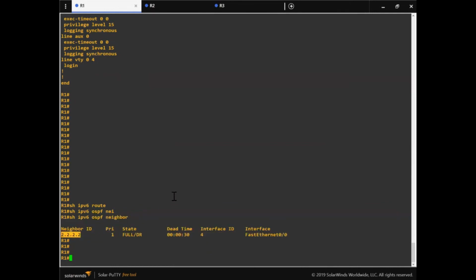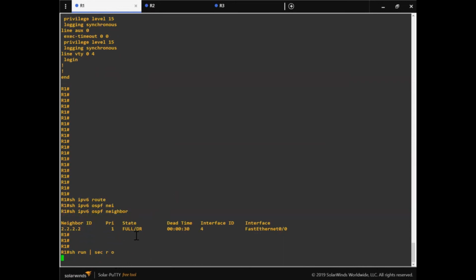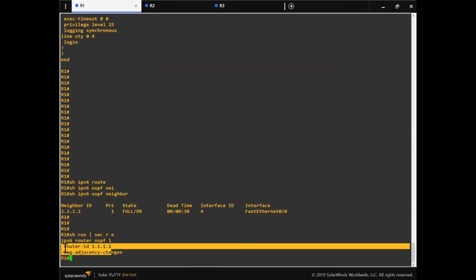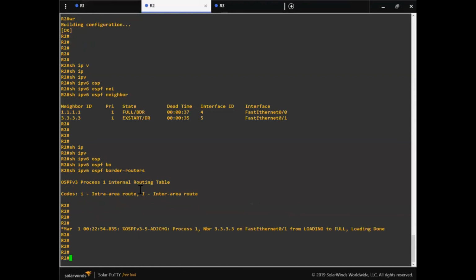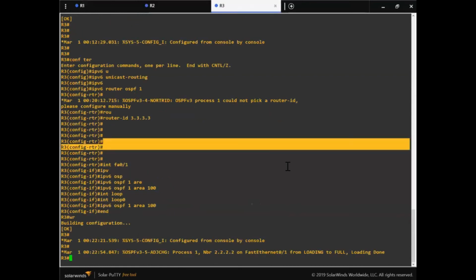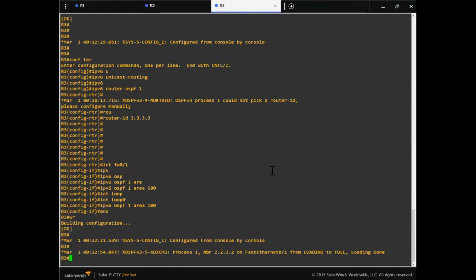Because as I told you, router ID should be manually configured and it should be configured as IPv4. Let me show you again. Over here, I configured 1.1.1.1. Similarly on R2, I configured 2.2.2.2. Similarly on R3, I configured 3.3.3.3.